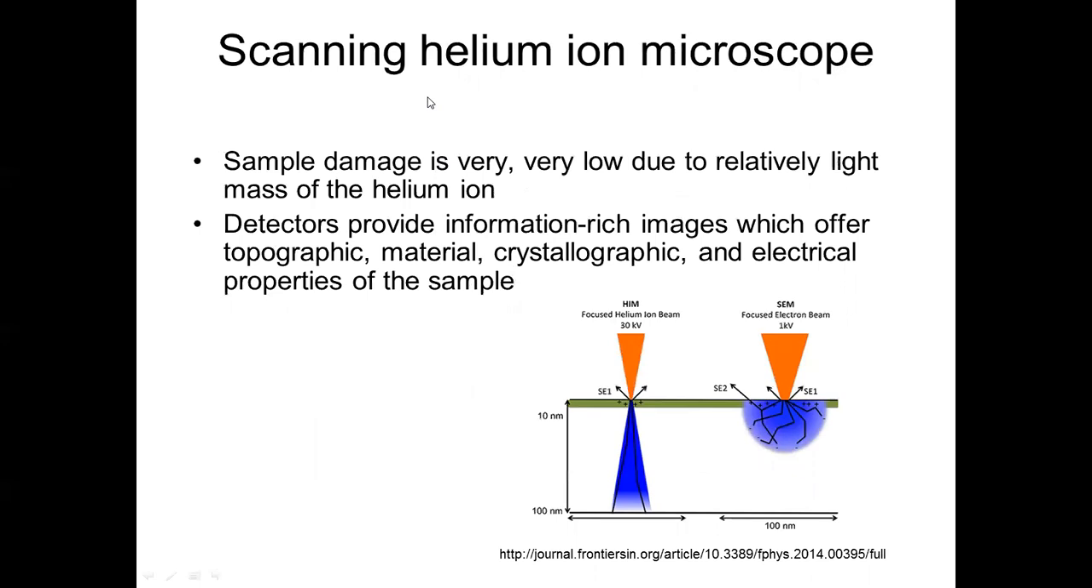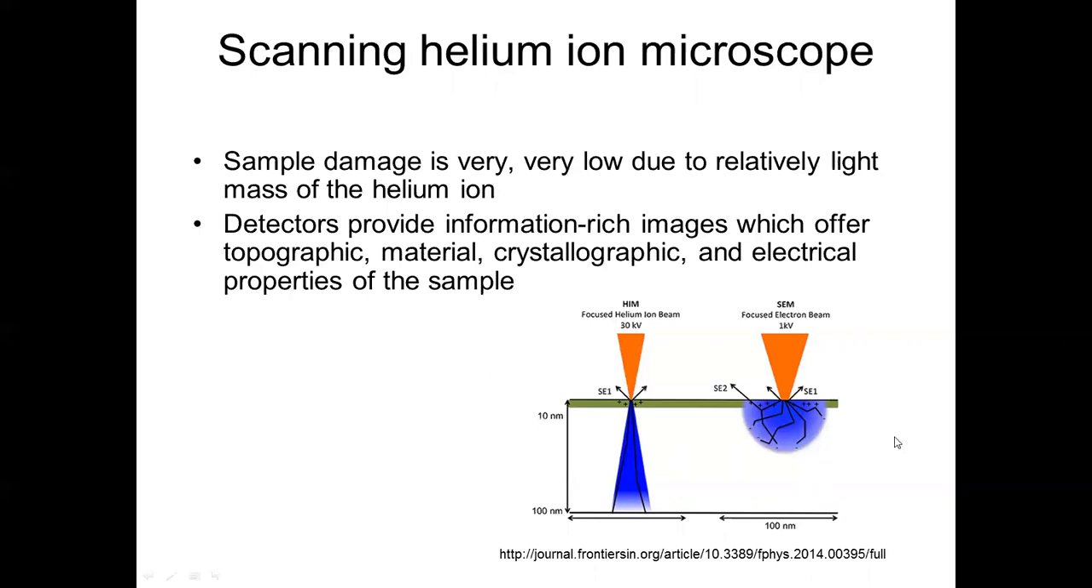So the sample's damage is very, very low if we select helium as our ion source. And in SHIM, we can actually select multiple ions for our interrogation. But at this time, we're building our conceptual model using the helium ion source in the system. The detectors provide information-rich images which offer very good topographic, material, crystallographic and electrical properties of the sample.